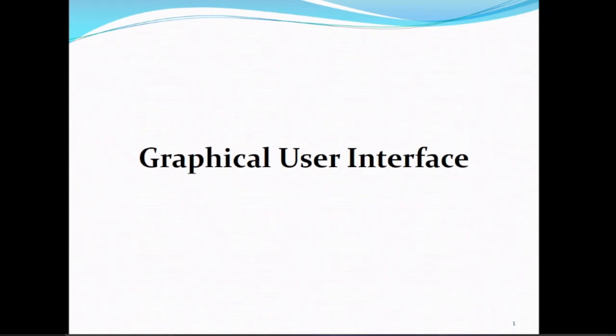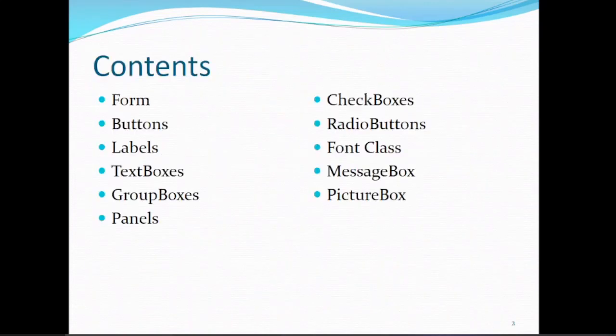The next one is the graphical user interface. இங்க தான் நம்ம என்னென்ன கண்ட்ரோல்ஸ்ங்கிறது ஆக்சுவலா பார்க்குறோம். So these are all the controls we have: forms, buttons, labels, text boxes, group boxes and panels, check boxes, radio buttons, font class, message box and the picture box.